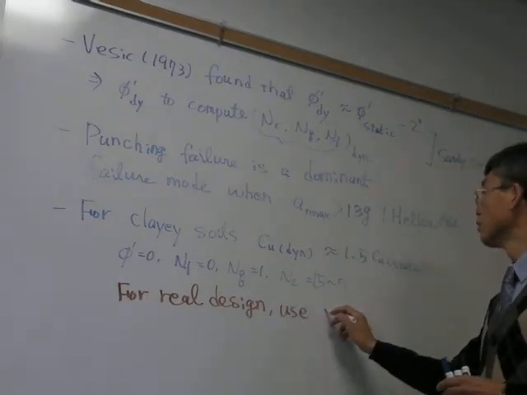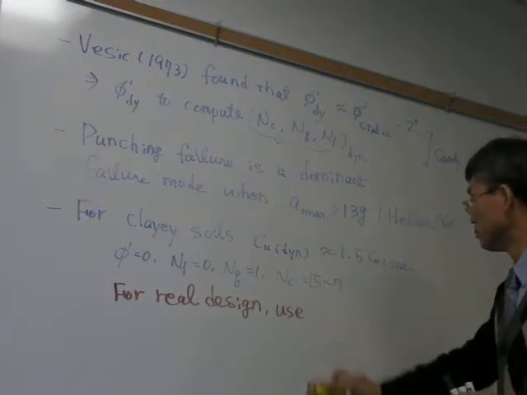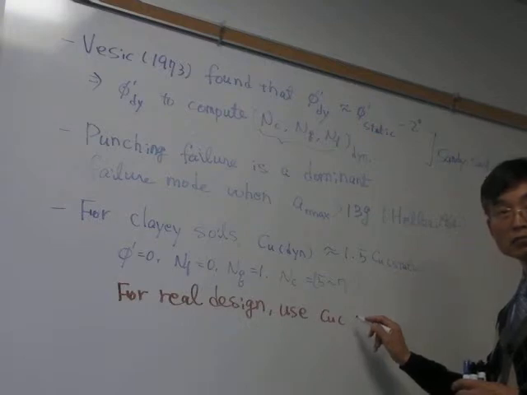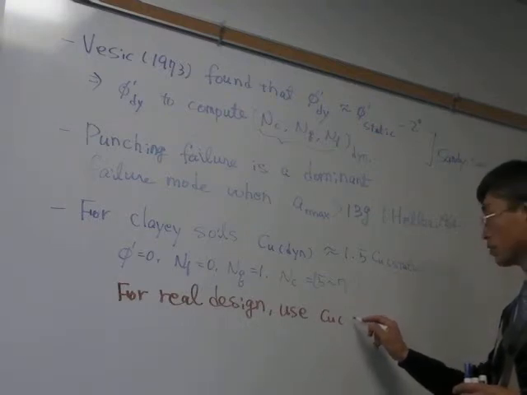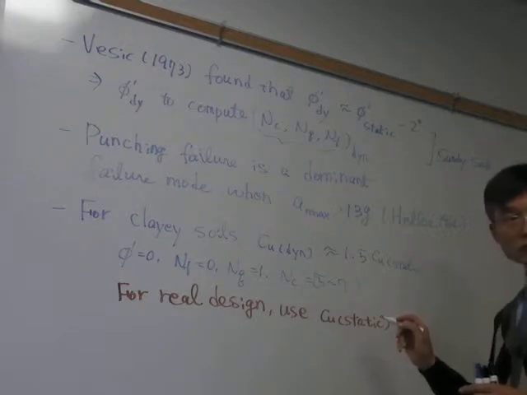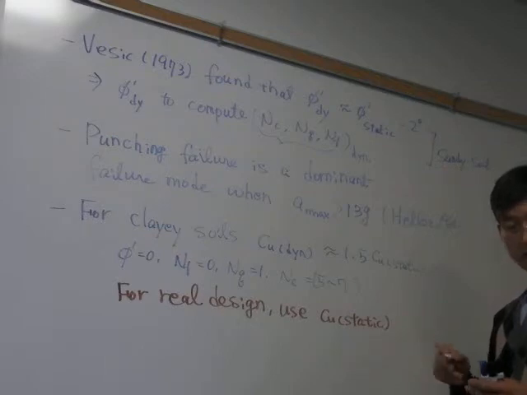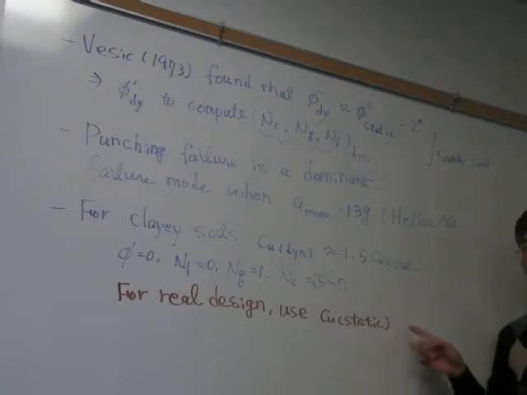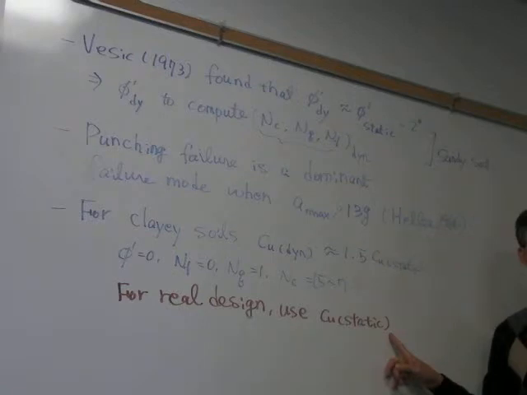So even though we know this condition, for real design, use C sub U, static or dynamic? Static. I think Nathan does not buy this idea yet. No, I did. I had it backwards in my mind. Okay? Because this condition is the critical condition for clay soil.